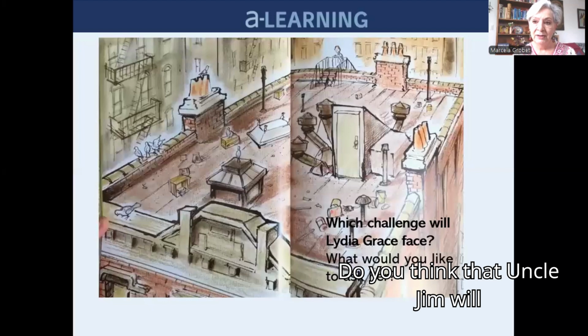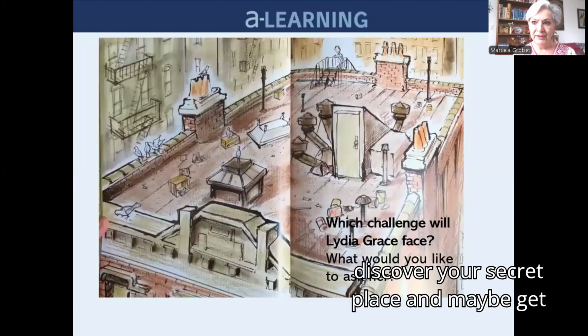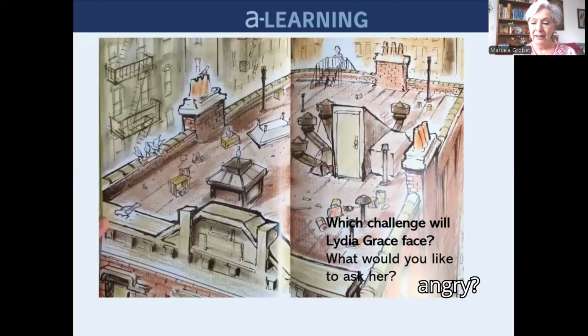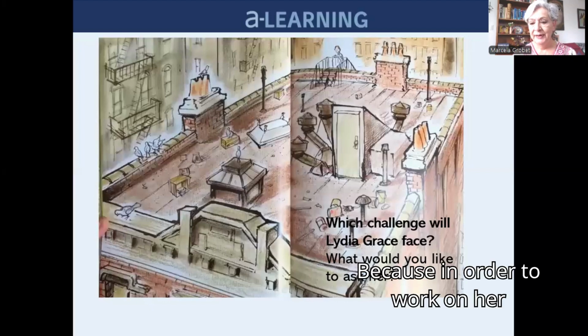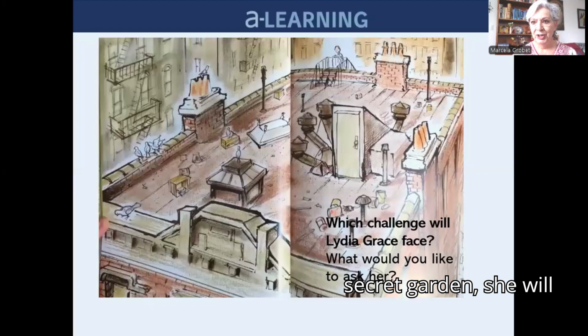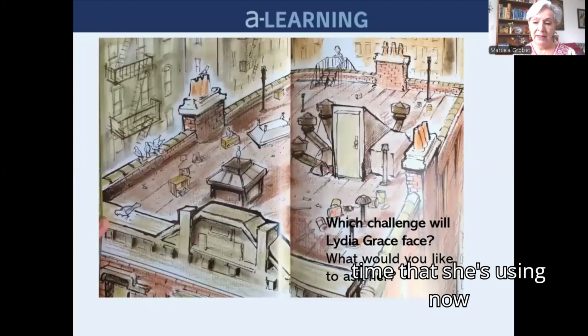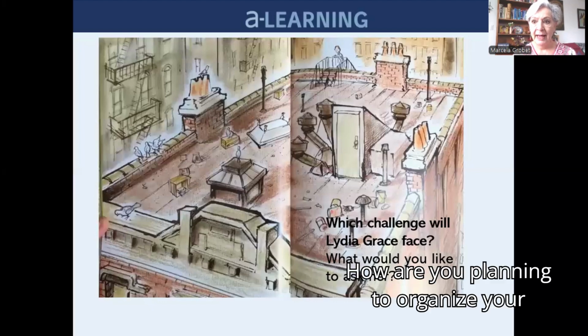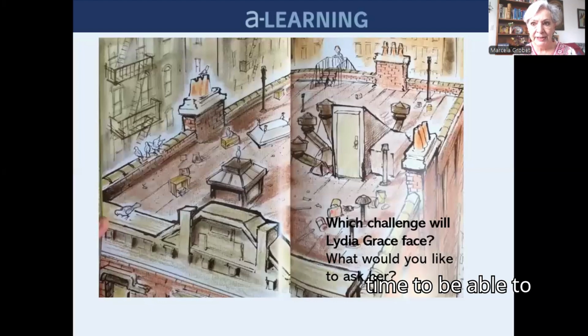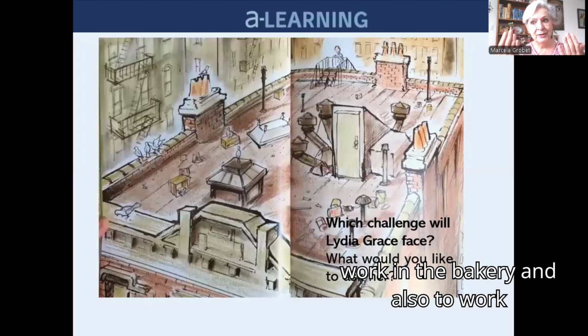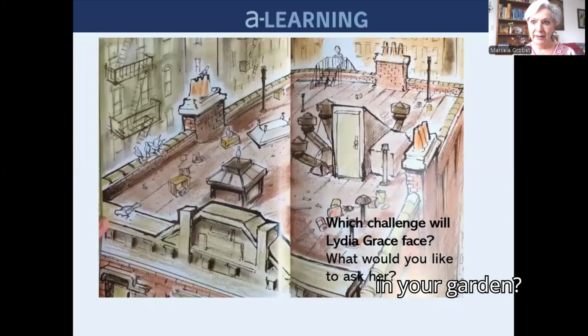Do you think that Uncle Jim will discover your secret place and maybe get angry? Because in order to work on her secret garden, she will have to use some time that she's using now at the bakery helping Uncle Jim. How are you planning to organize your time to be able to work in the bakery and also to work in your garden?